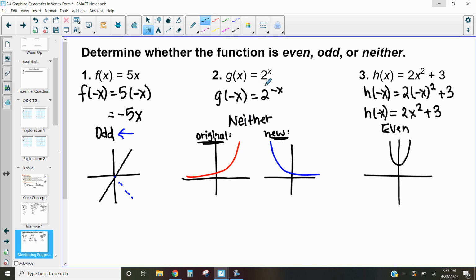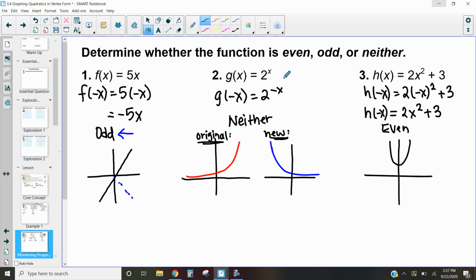Then the other one turned into a negative exponential function. Notice how neither of these 2 functions are symmetric about the y-axis. They're also not symmetric about the origin. Therefore, we know that it's going to be neither. And these 2 equations are not the same, nor is it the negative version. If we had the negative version of this original one, we would be looking for negative 2 to the power of x. And that's not what we got.